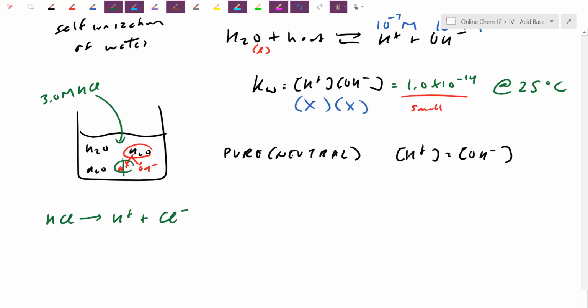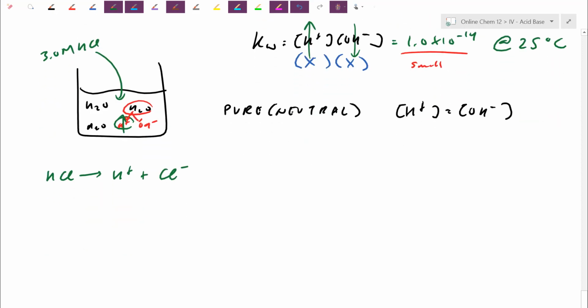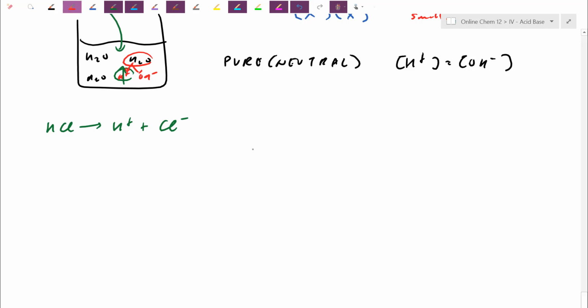Suddenly I increase the H plus by a whole lot. It used to only be 10 to the negative 7. Now it's 10 to the negative 7 plus 3 molar. This one is going to go upwards. Because the H plus has gone upwards, seeing as I still need to multiply to give the same constant, we have an inverse relationship. The hydroxide will need to drop. It already was very tiny to begin with, but it's going to drop even lower than 10 to the negative 7.